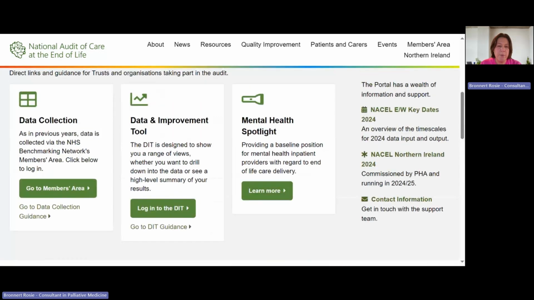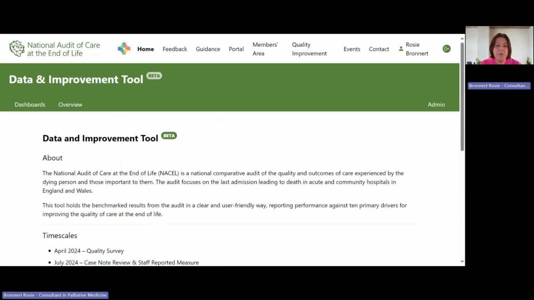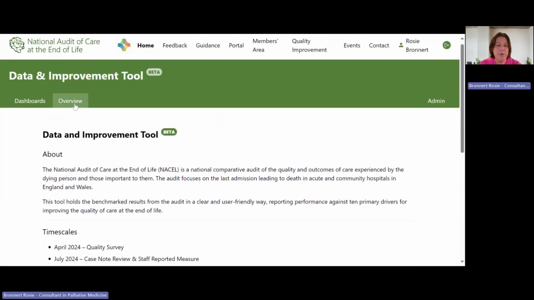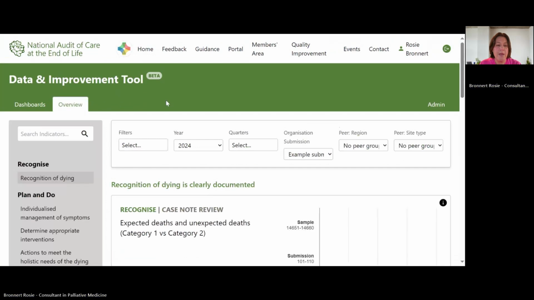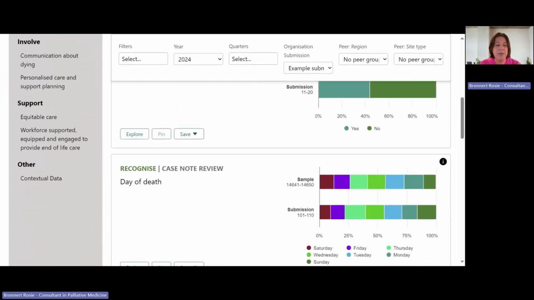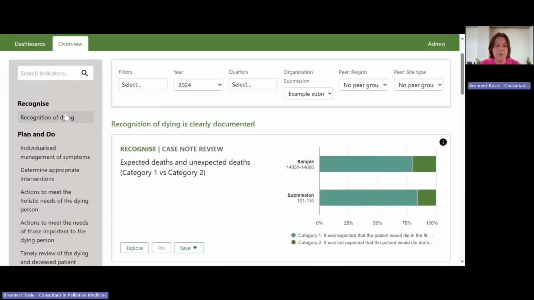So we're going to now show logging into the data and improvement tool. As you press this button, usually you come to a login page, but to protect my data, we've already logged in. It takes you to the data and improvement tool page, which has the dashboard view as well as the overview here. We're going to start off looking at the overview. And this is just a reminder that our 10 primary drivers, including the one that we're focusing on today, which is recognition of dying, are down the side and you can navigate the information related to them.